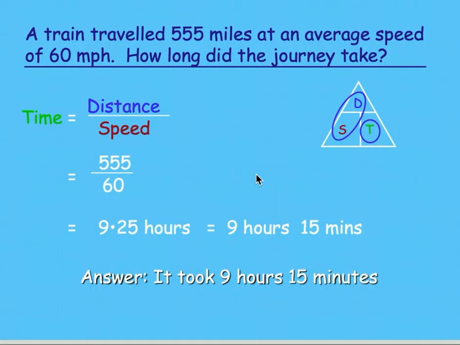In this case, we're looking for our time. So to calculate time, we divide distance and speed. So if a train traveled 555 miles at 60 miles per hour, how long did the journey take? You would divide those two, and it gives you 9 25/100ths, which we know is a fourth, and a fourth of an hour would be 15 minutes.